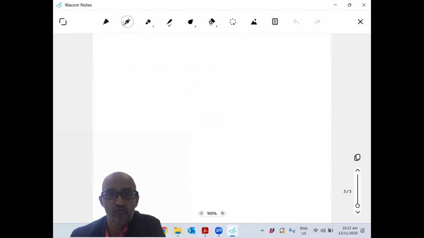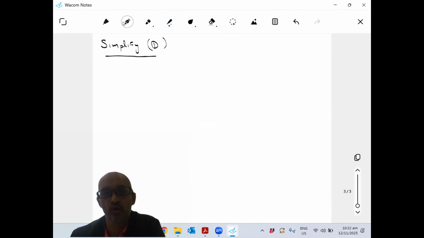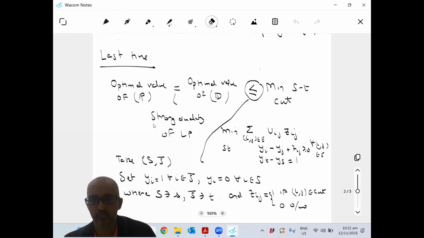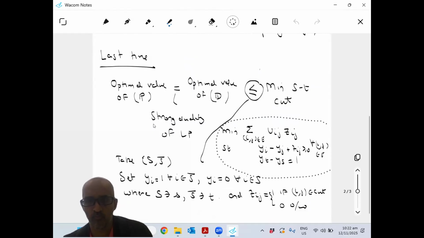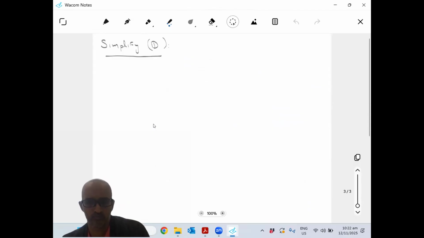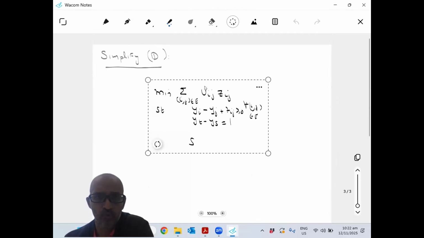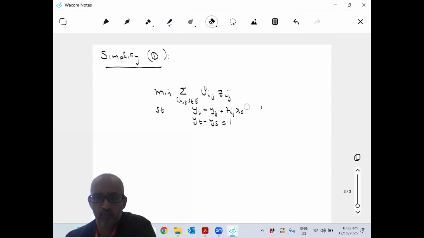So first, we are going to simplify the dual a bit, just to make it easier to deal with. Let's look at the dual. Let me just cut and paste it. This was my dual. Now there are two types of variables: variables which are on the nodes and variables which are on the edges.